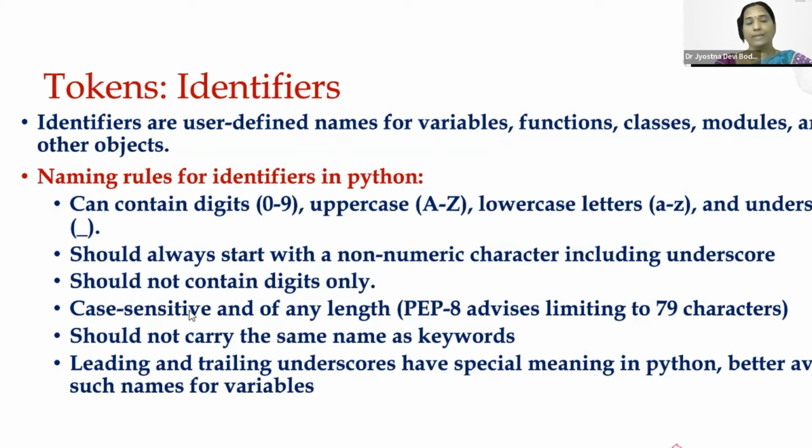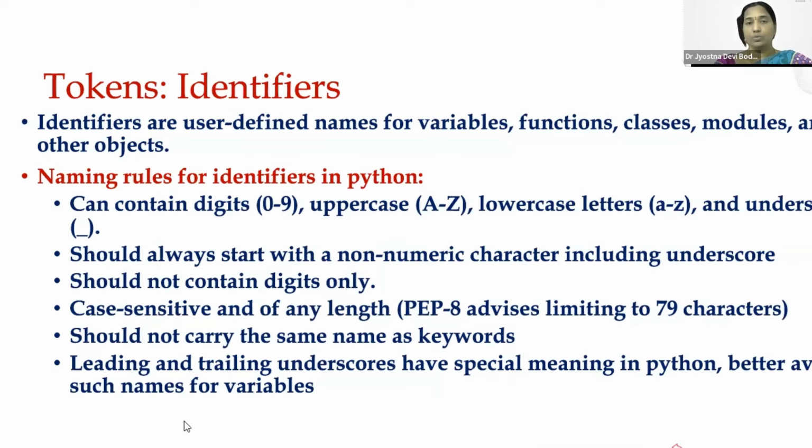Though Python supports any length for the identifier, PEP8 advises limiting the number of characters of Python identifiers to 79 characters. And it should not carry the same name that we are using for the keywords. That is, any identifier cannot have the same name as a keyword. So the keywords cannot be used as identifiers.